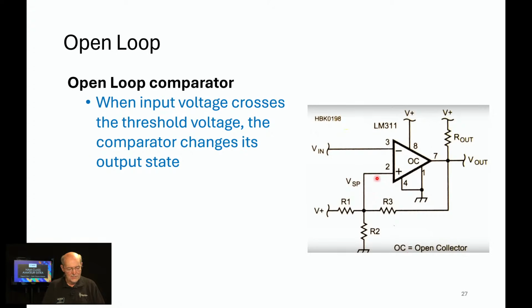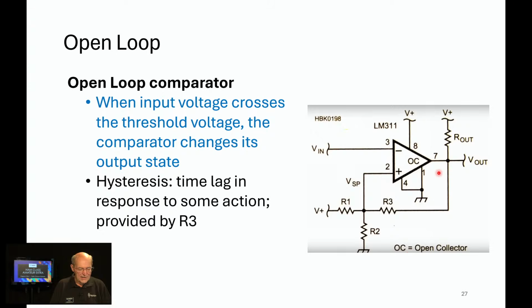See, we're at 6 volts here, and when we exceed that value, it'll drive the output low. Now, hysteresis, I liked Kastler's definition. Another concept for us here. Hysteresis is time lag in response to some action provided by R3.